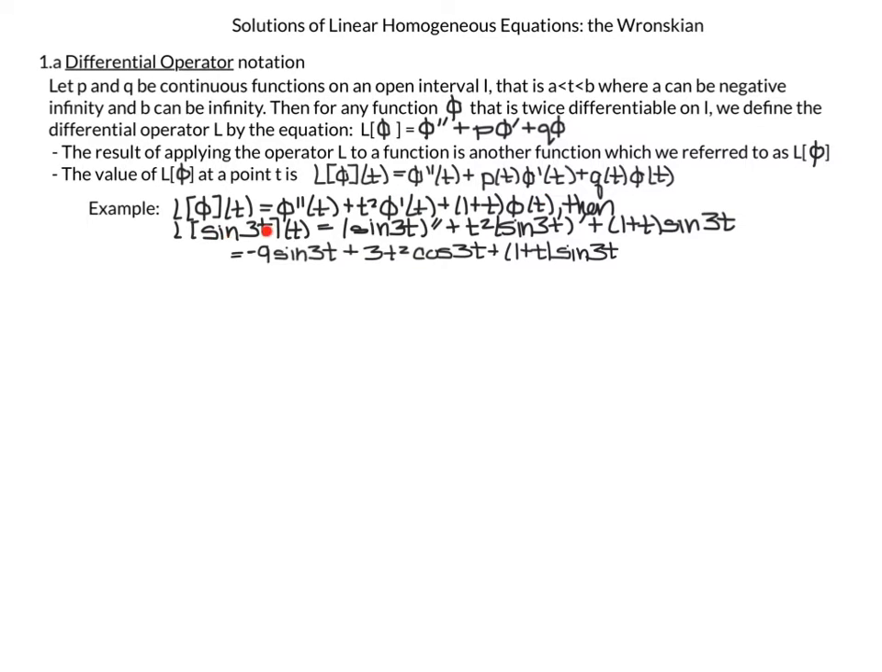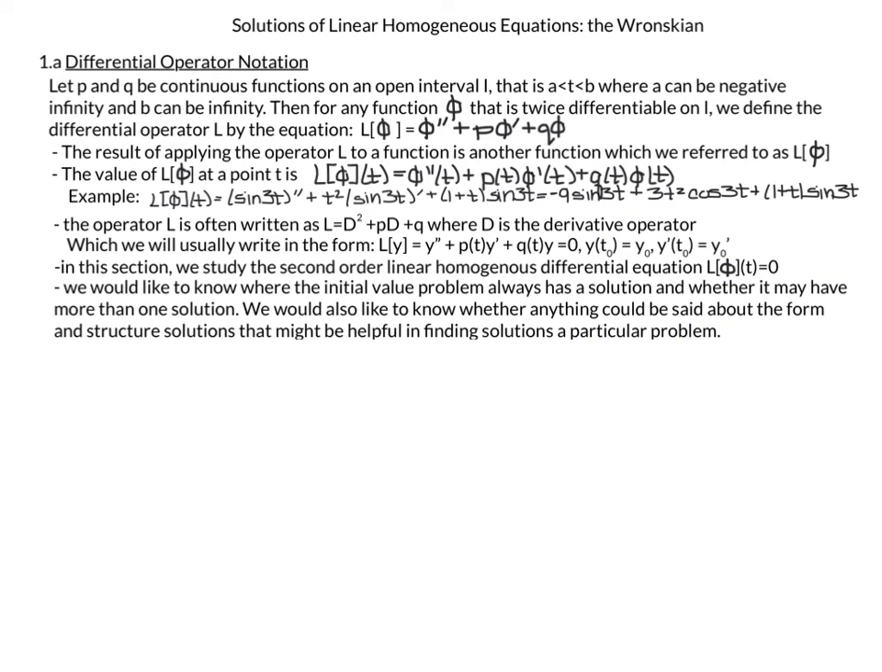So for example, if we plug in sine of 3t into this operator, we get sine of 3t double prime plus t squared sine of 3t prime plus 1 plus t sine of 3t. Then taking the second derivative, we get negative 9 sine of 3t. The first derivative, we get 3t squared cosine 3t, and then here we get 1 plus t sine of 3t. This isn't really something super complicated, it's just a notation we use, and you can think of this as an operator or a function that takes a function and produces another function.